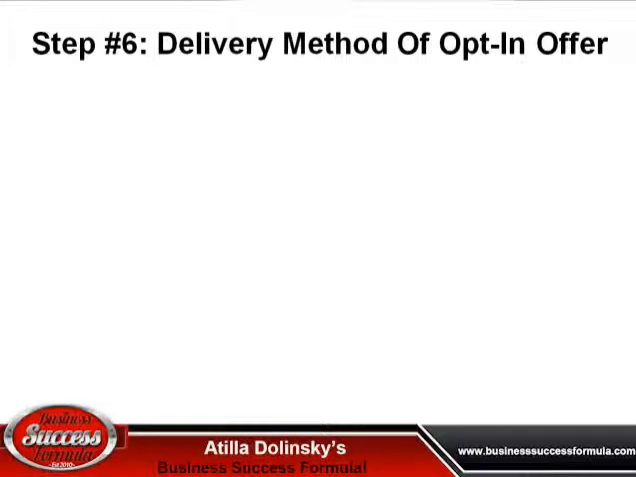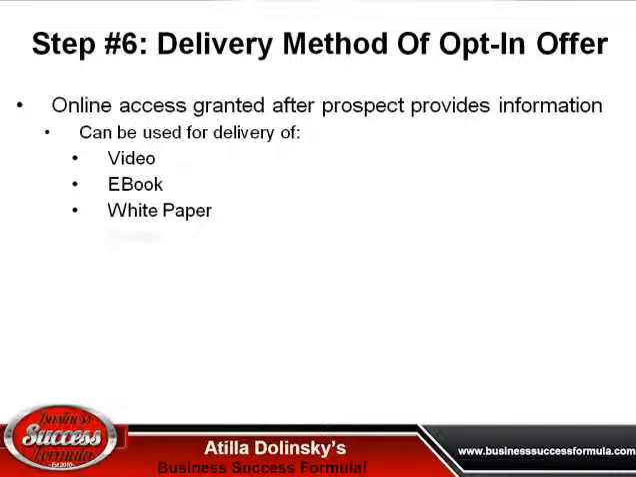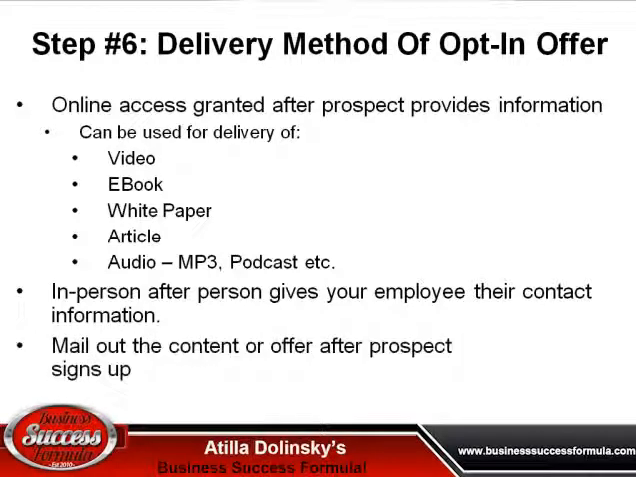And then step 6, delivery method of opt-in offer. Online access granted after a prospect provides information. That's the easiest one, but it can be used for delivery of video, ebooks, white papers, all these different ways you can deliver that information if you're doing it online. If you're doing it in person, after the person gives your employee their contact information, you want to mail out the content or offer after the prospect signs up.